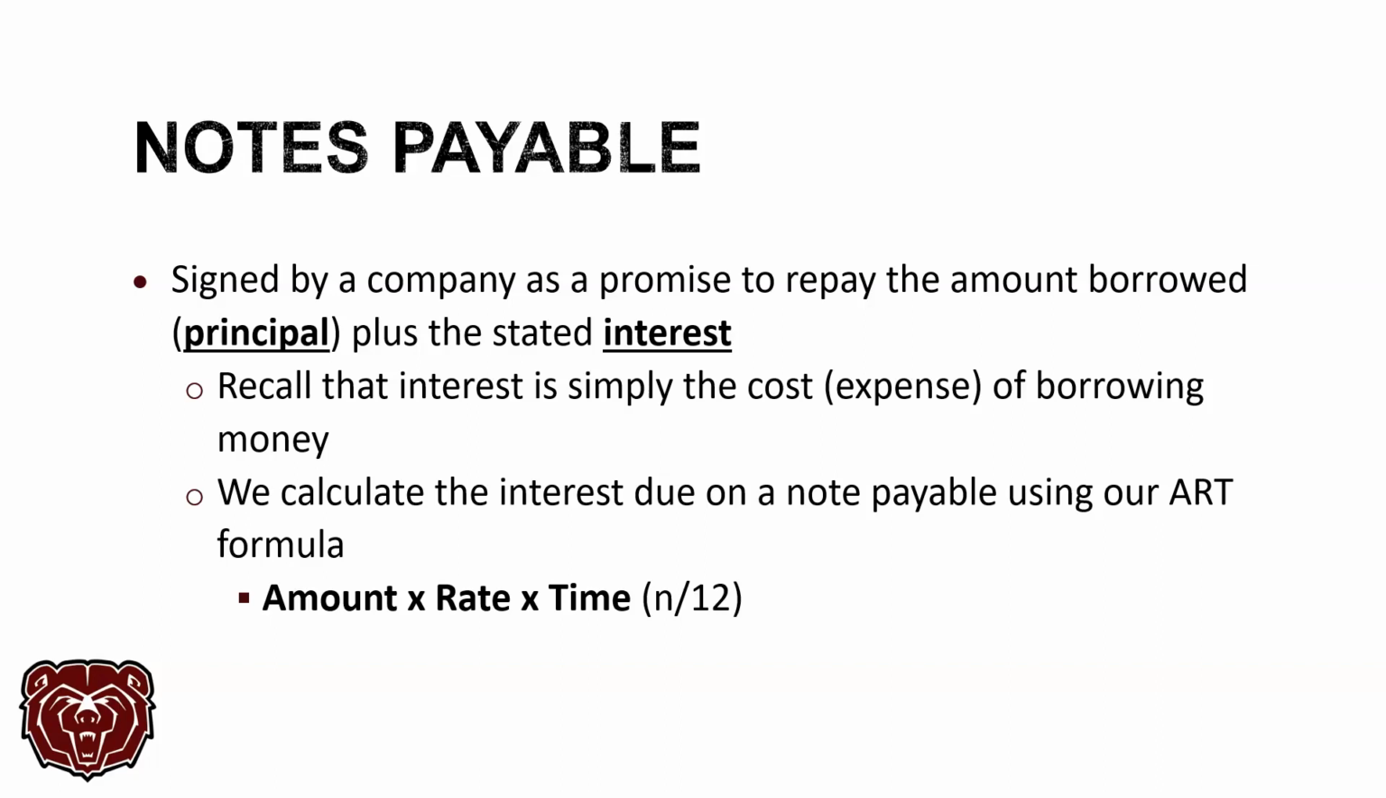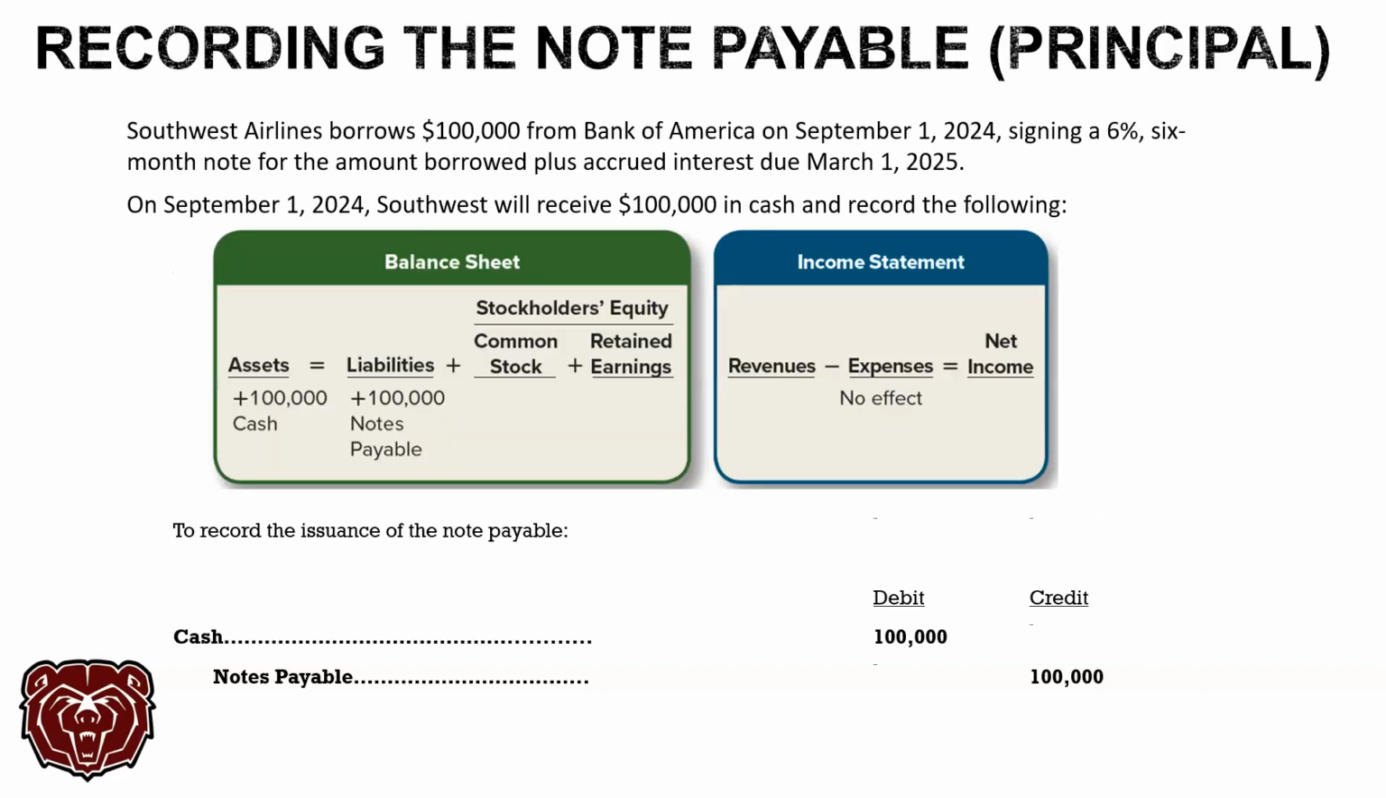Okay. The way that we calculate interest due on a note payable is we use our ART formula, the amount times the rate times the time. 100,000 times 10% times 6/12. Okay. That's how we're going to calculate it. So let's look at recording the note payable. This is going to be recording the issuance of the note payable.